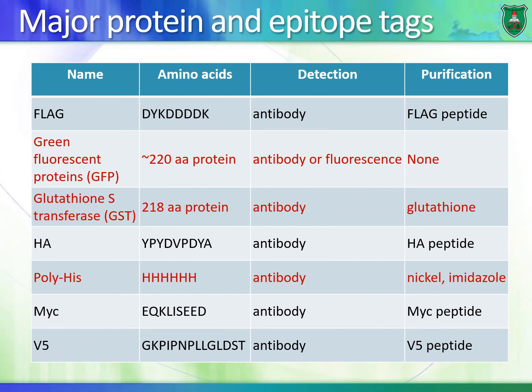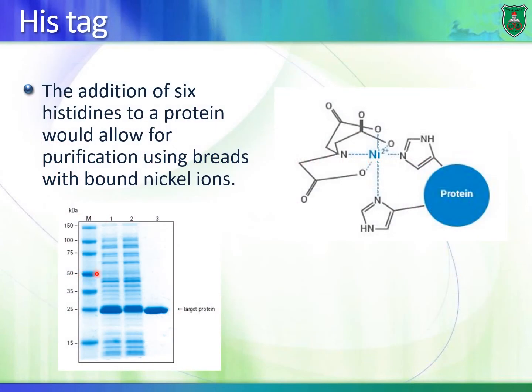So there are different tags right here. One of the most common ones is a polyhis tag, so it's basically 6 histidine residues. They can be added at the 5' end of genes, messenger RNAs, or the N terminus of proteins, and we can use them for detection, or we can use them for purification. Okay, sometimes we can associate large proteins with proteins. Okay, so that's the his tag.